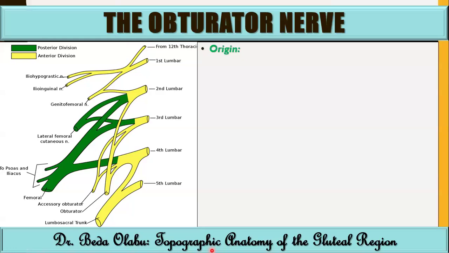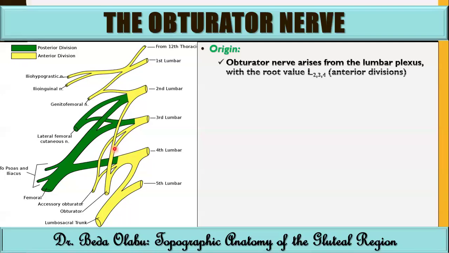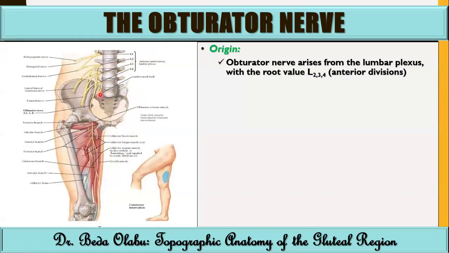How about the obturator nerve? I've already mentioned that it's an anterior division of the same segments. So the origin of the obturator nerve will be the lumbar plexus, just like the femoral nerve, with the root value L2, 3, 4, in this case anterior divisions, as shown in that particular image. The obturator nerve is also within the pelvis. It's much more medial in the pelvis, and maybe in the true pelvis rather than the greater pelvis, which is also called the false pelvis. It's in the true pelvis here.